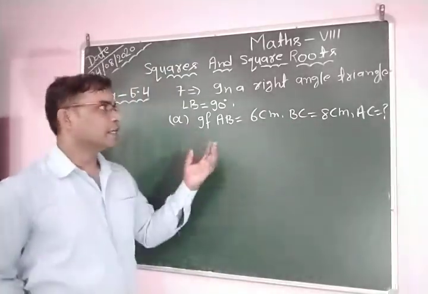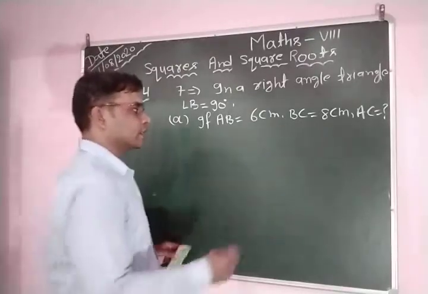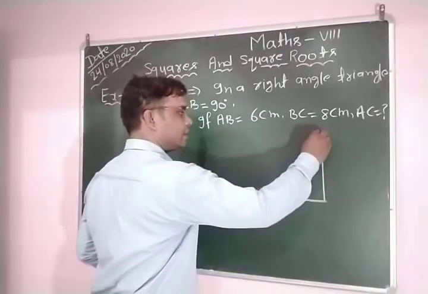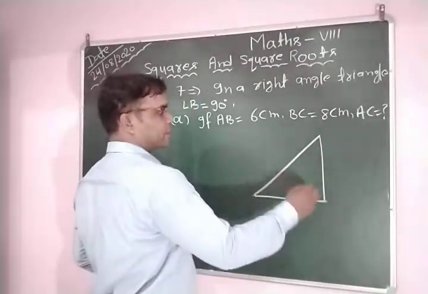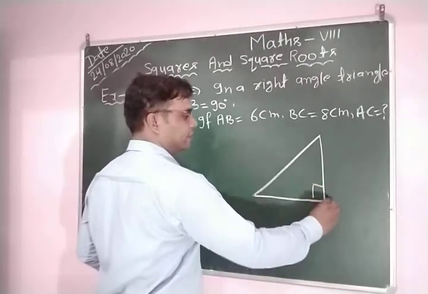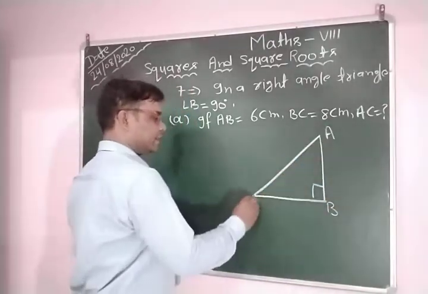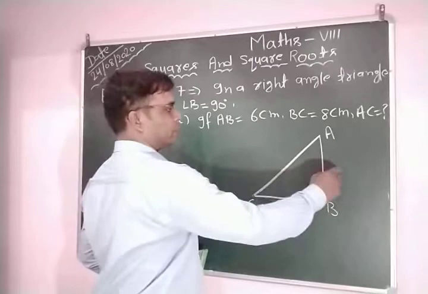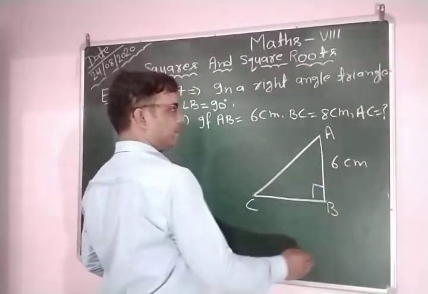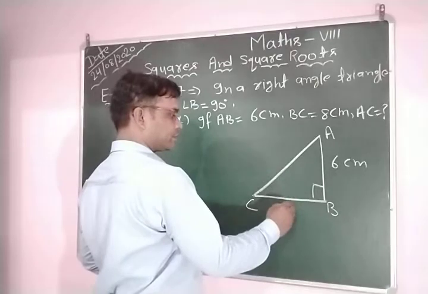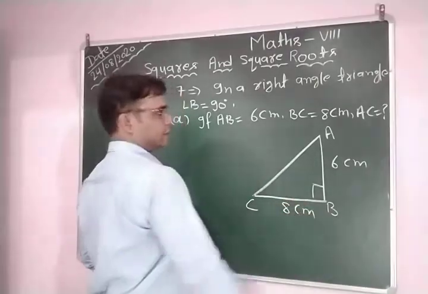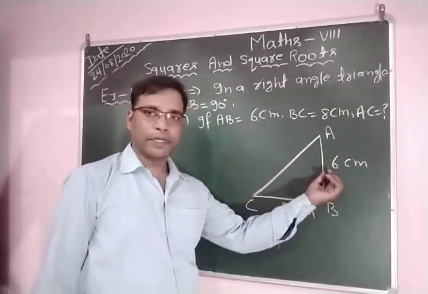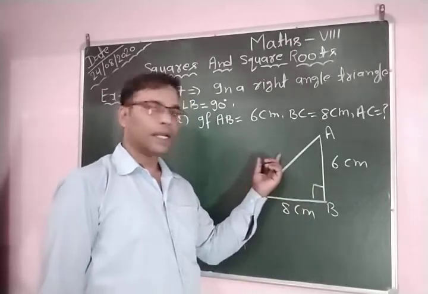So it is given that triangle ABC is a right angle triangle. First you draw triangle ABC. B has a right angle here. This is B, this is A, and this is C. It is given AB is equal to 6 centimeters, BC is equal to 8 centimeters, and we need to find AC. This is the perpendicular, this is the base, and this is the hypotenuse.